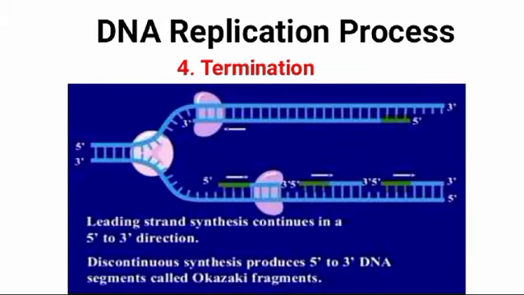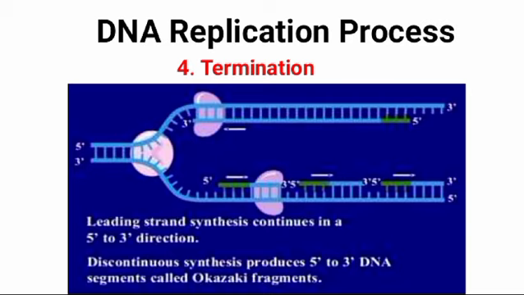Okay, in the last step, which is called termination, once both the continuous and discontinuous strands are formed, an enzyme called exonuclease removes all the RNA primers from the original strands, and these primers are then replaced with appropriate bases. Another enzyme called DNA ligase joins Okazaki fragments together, forming a single unified strand.